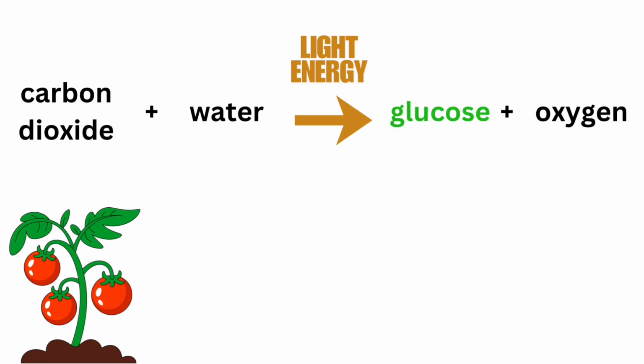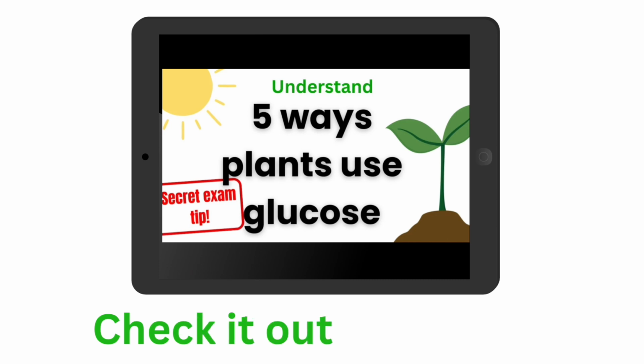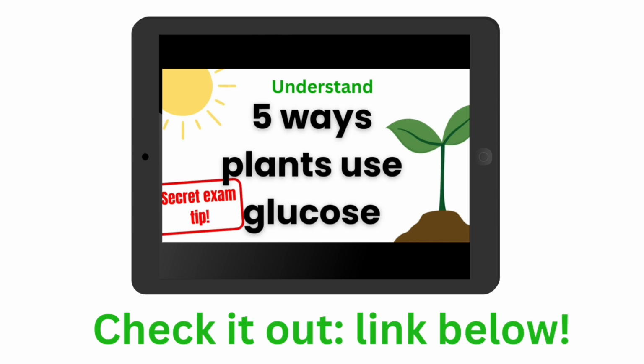to make glucose. There are lots of reasons that plants need glucose, and I've summarised them in this video, which I'll link below. If Josie can encourage her tomato plant to do more photosynthesis, it will produce more tomatoes and she will make more money.